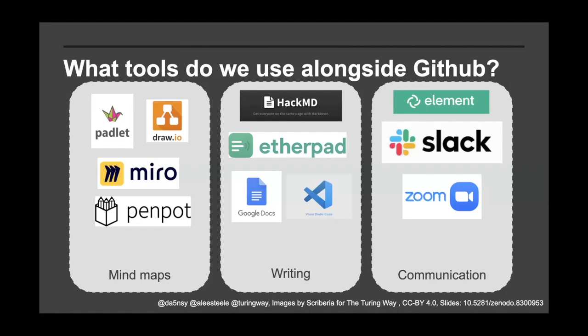And then for communication, we use lots of different tools. We'll be paying very close attention to the rest of this series in terms of trying out other open source tools. But at the moment, we use Elements, Slack, Zoom, various other things, and we're always on the lookout for ways to shift our tool use to align with our values.